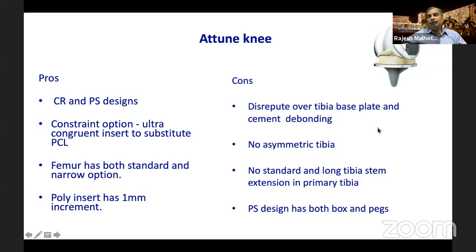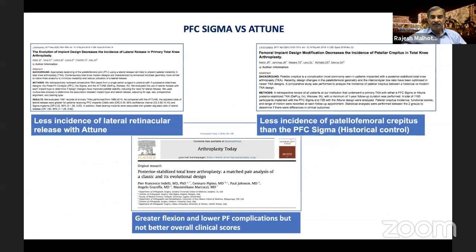However, we have some disrepute regarding the tibial base plate and cement debonding. It doesn't have an asymmetric tibia. It doesn't have a standard and long stem tibial extension in the primary tibia. And the PS design has both box and pegs, which I said is a disadvantage because it compromises both.